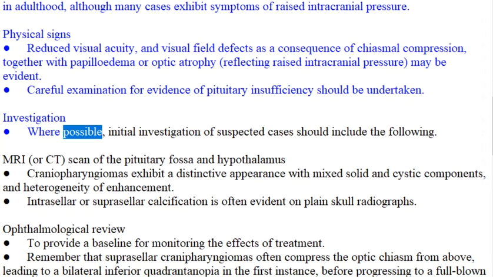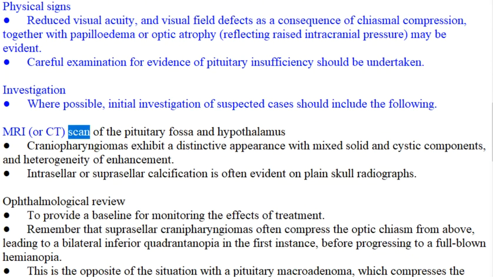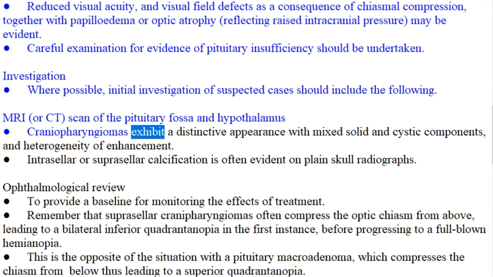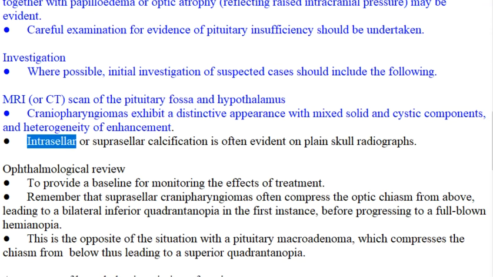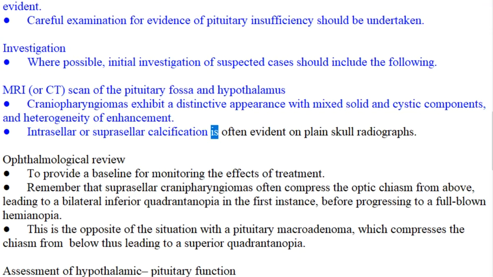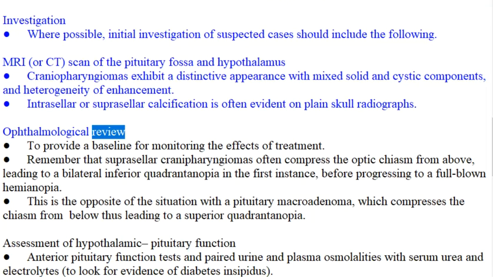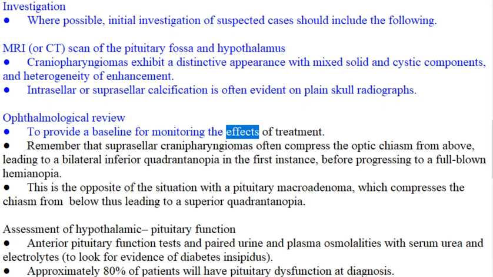Investigation. Where possible, initial investigation of suspected cases should include the following: MRI, or CT, scan of the pituitary fossa and hypothalamus. Craniopharyngiomas exhibit a distinctive appearance with mixed solid and cystic components, and heterogeneity of enhancement. Intrasellar or suprasellar calcification is often evident on plain skull radiographs. Ophthalmological review, to provide a baseline for monitoring the effects of treatment.